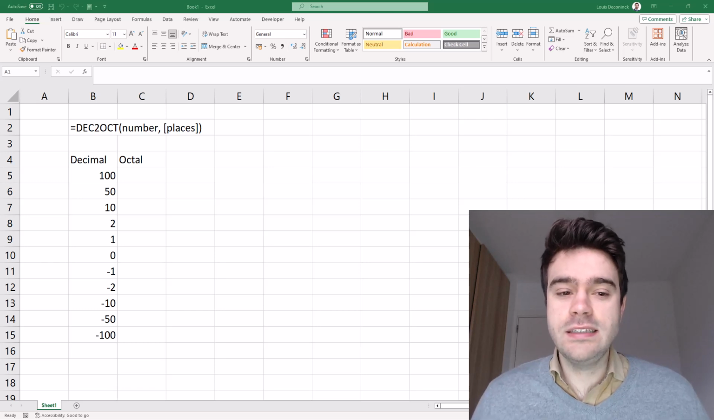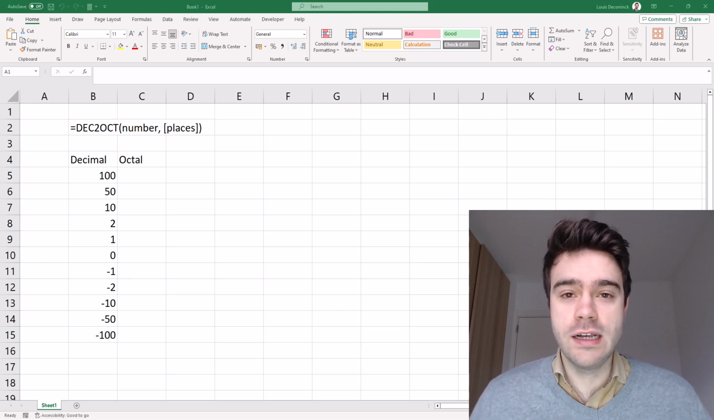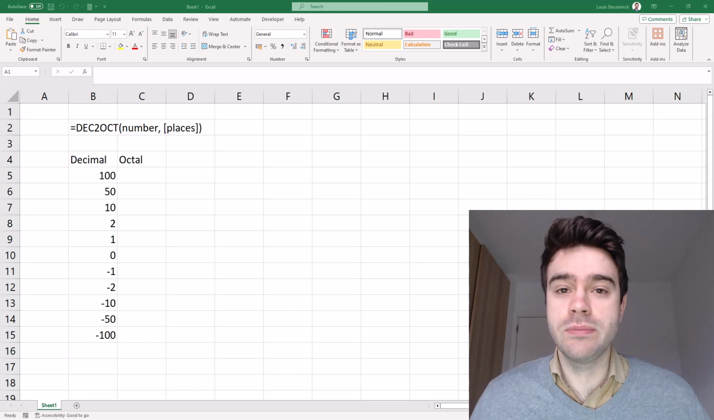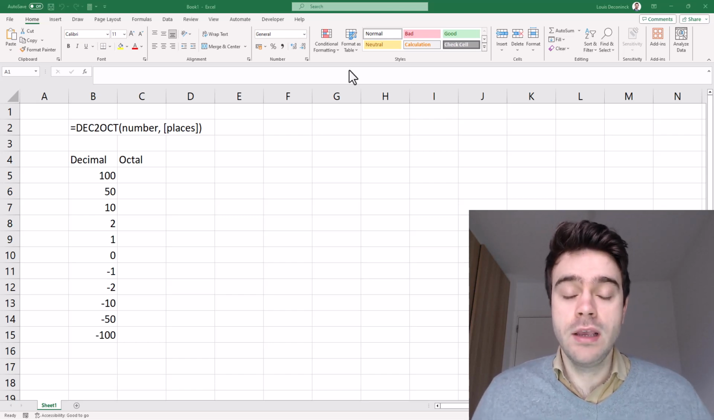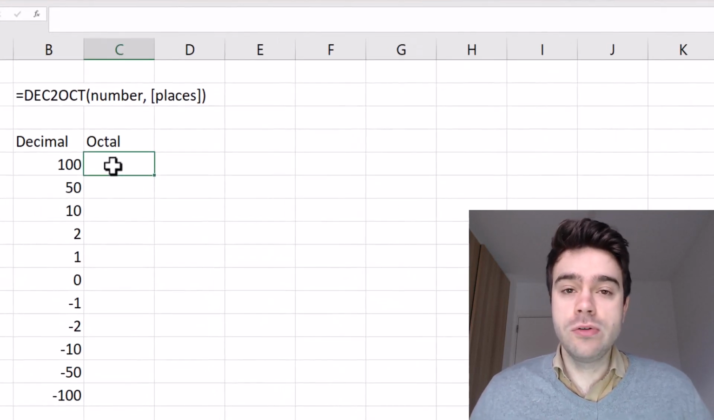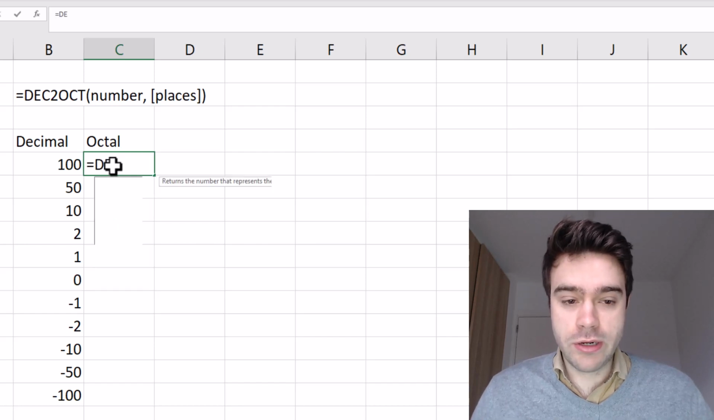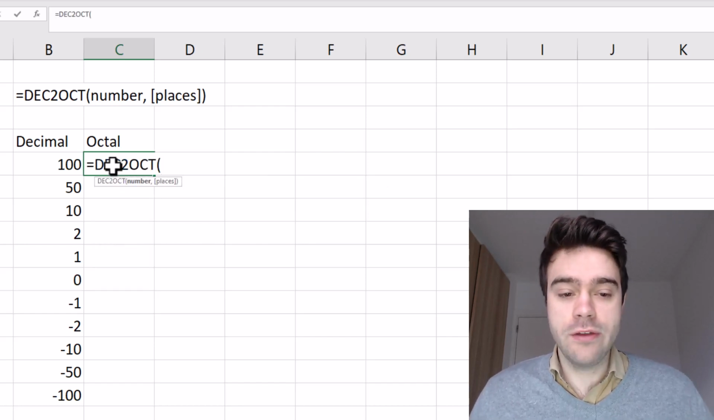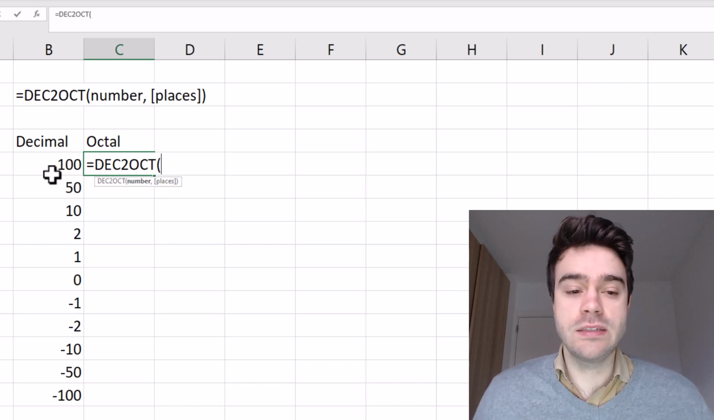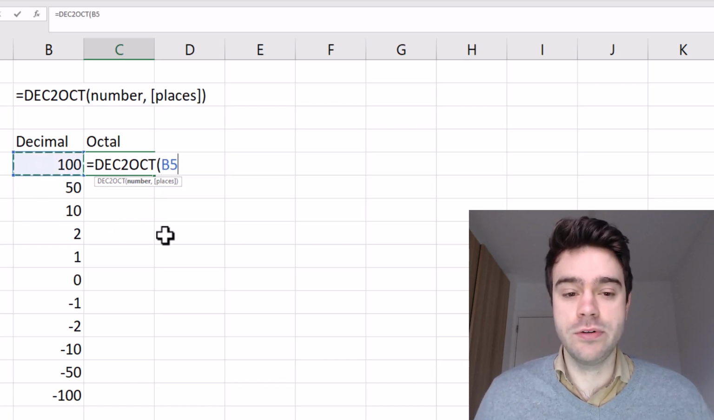The DEC2OCT function within Excel allows us to transform a decimal number to an octal number. The function is quite straightforward. We only have two arguments. So I write DEC2OCT, and the first argument is the number that I want to convert. This needs to be a decimal number, such as the 100 I have over here.